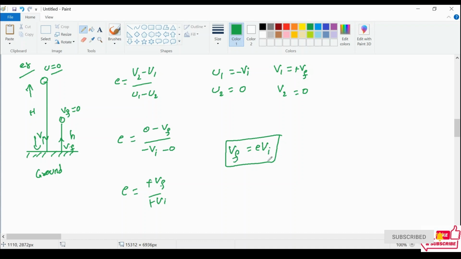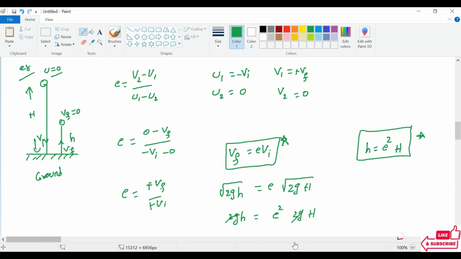In the same way, if you solve for height, just put it. What is v initial? v is equal to under root 2gH. Do you remember that formula? v final is equal to under root of 2g small h, is equal to E into under root of 2g capital H. Squaring on both sides, it becomes 2gh is equal to E square times 2gH. 2g, 2g cancel. Means final height will be E square times the initial height. These two forms. Okay, clear?